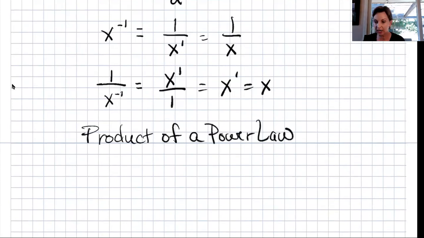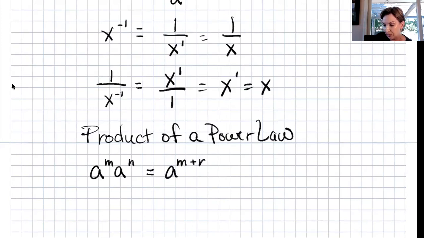Okay, product of a power law. And that one is if I have a base number to an exponent and it's multiplied by that same base number to a different exponent. Then what you can do is you can just add those exponents together and combine them. So instead you'd have that base number to the m plus n.